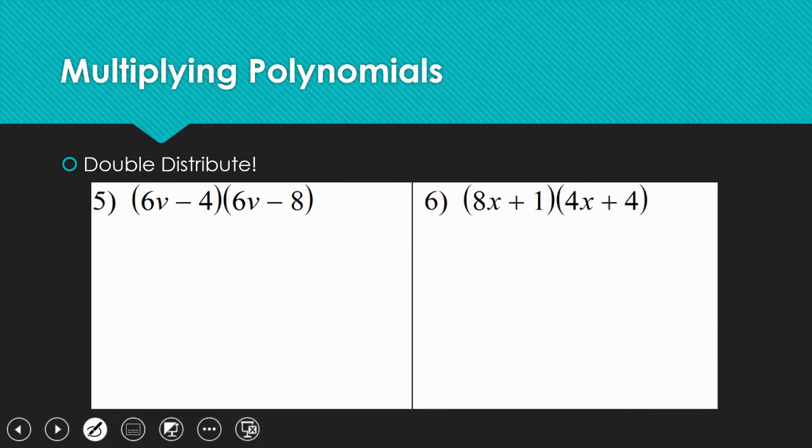Okay. So when we get to one like this, now we have two things we're distributing. So 6v times 6v is 36v squared. 6v times negative 8 is negative 48v. Then I got to distribute the negative 4. So negative 4 times 6v is negative 24v. Negative 4 times 8 is 32. So I do have some like terms right here.